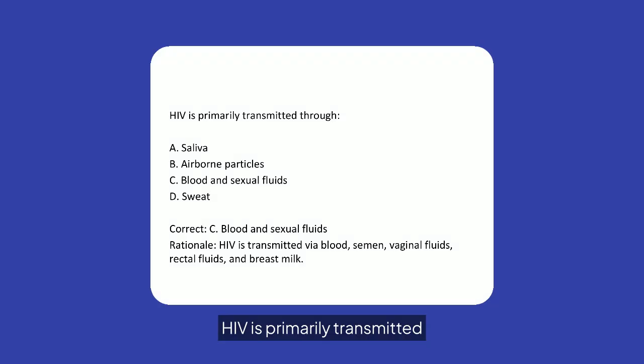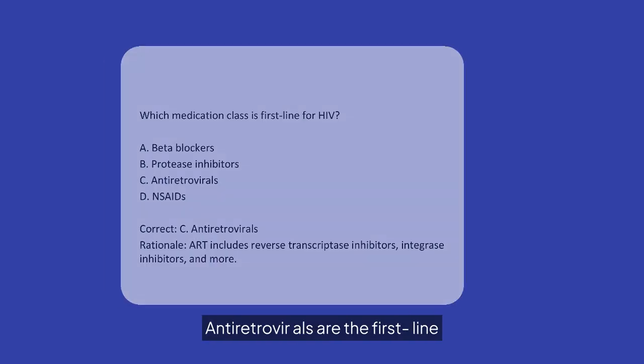HIV is primarily transmitted through blood and sexual fluids, including semen, vaginal fluids, rectal fluids, and breast milk. Understanding transmission routes is essential for prevention and education, reducing the spread of HIV in communities.